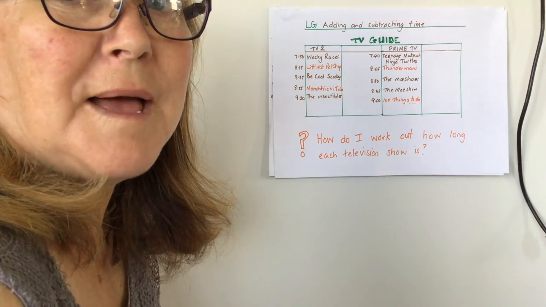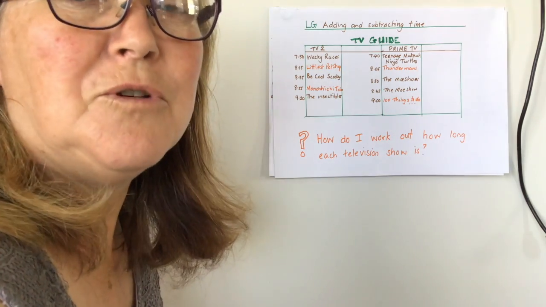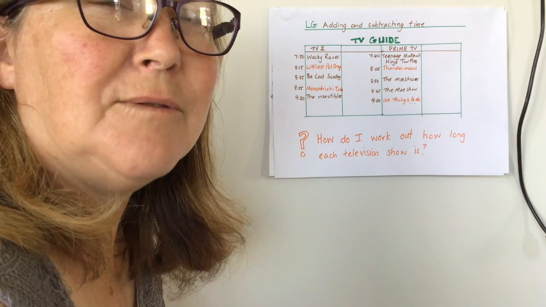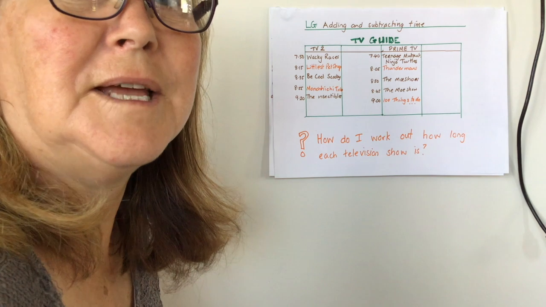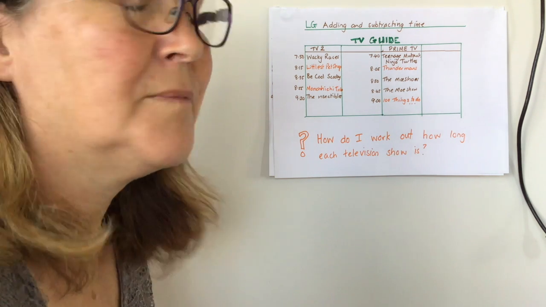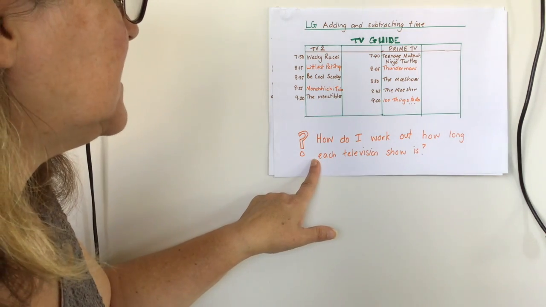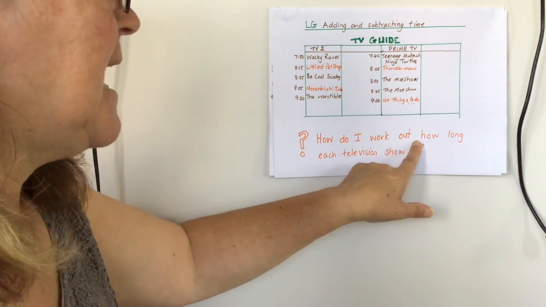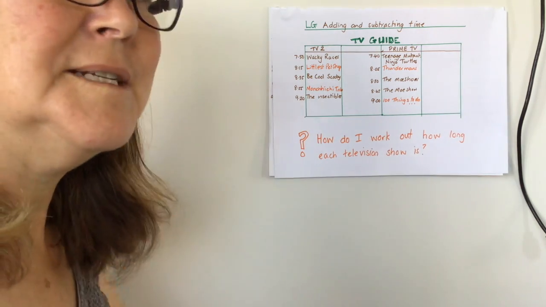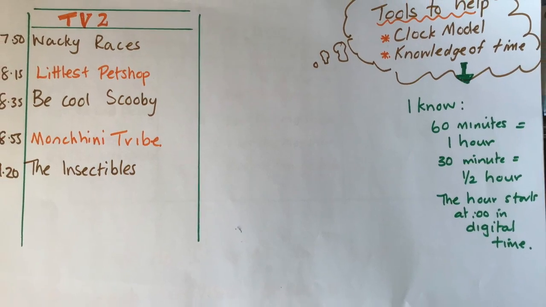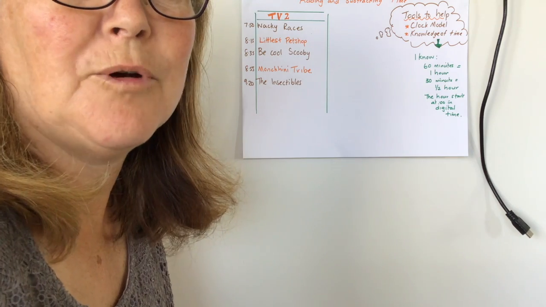Before we start working about time, you've got your tools handy and there's some things you have to keep in your mind. First thing I'd say was, do you know how many minutes are in an hour? Those are really important things when you're working out time. We've got a big question here today. How do I work out how long each television show is? I wonder. Let's see if we can work out how long some of these programs go for.